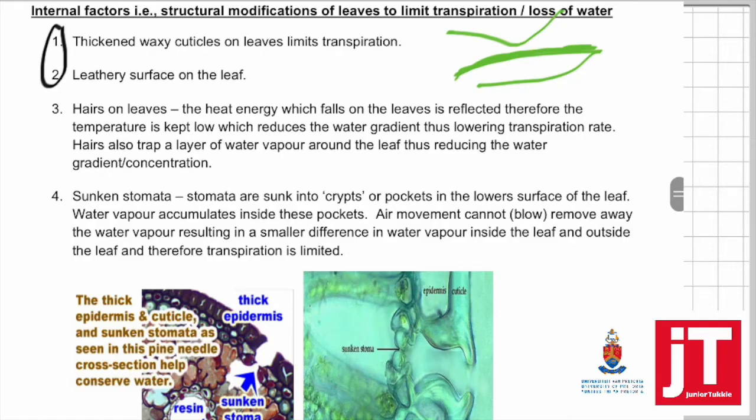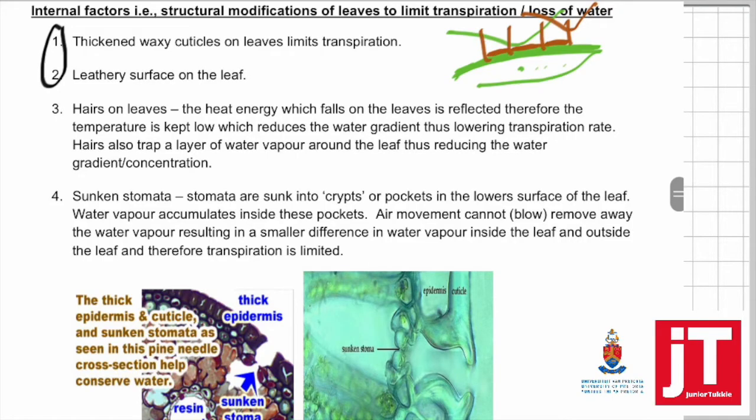Then, the cuticle is also very thick. The thicker the cuticle, the longer it will take for water to be lost by transpiration. The next one is hairs on a leaf. Now, hairs on a leaf also help to reflect light. So if the hairs on the leaf reflect light, the leaf is cooler, reduces transpiration, and leaves also trap moisture.